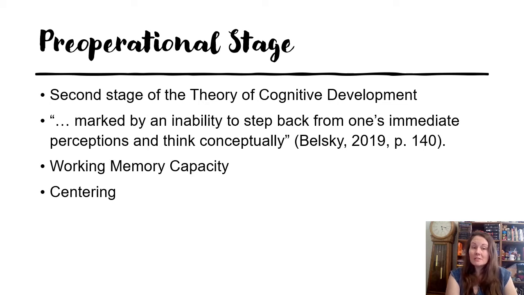Typically, it's going to be vision. So in the preoperational stage, children will typically focus on the most visually striking or appealing element of something, and that's what they'll really hone in on and focus on. And so this can cause some trouble with things like conservation.